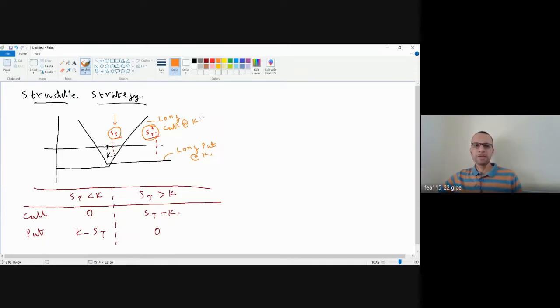But that may not be the case if we reach an ST dash, which is significantly away from K. Now, ST dash can be here or ST dash can be here as well. Be it on either side, at least one option should fire and it should be able to generate a significant enough payoff for you. Only then will that trader be able to generate a profit on this idea. So is this okay?